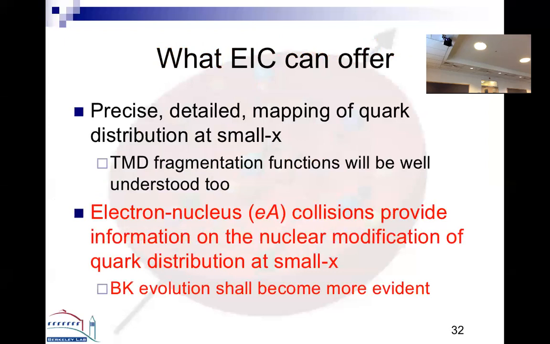So what the EIC can offer, I think, is a precise, detailed mapping of the cross section distribution at small x. That's what we need. Let me just look at the comparison between small x and what the TMD global fit gives you. You really need the precise data and the detail. Also, I believe at that time the TMD fragmentation will be well understood, from JLab together with Belle and so on. In particular, I want to emphasize that eA collisions will provide very important information on nuclear modification. That will make the BK evolution become more evident.